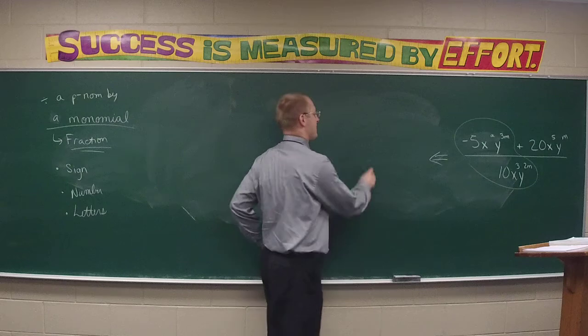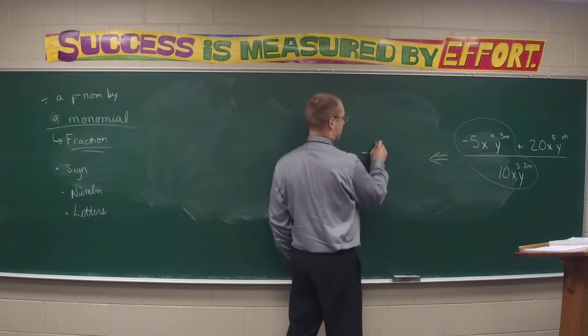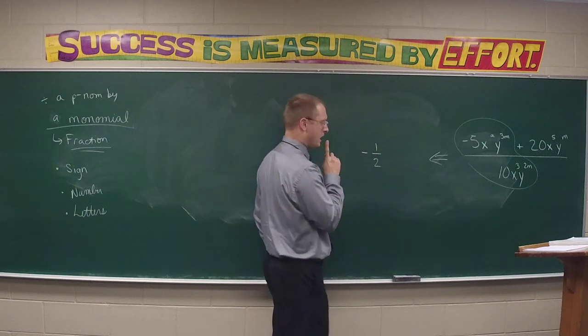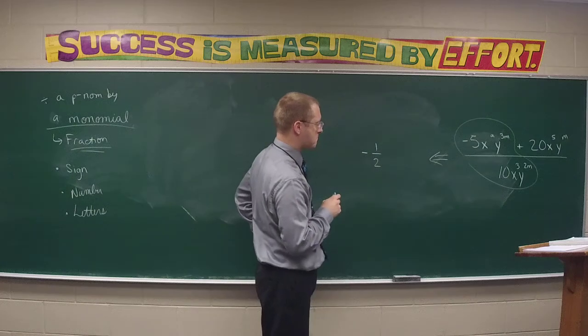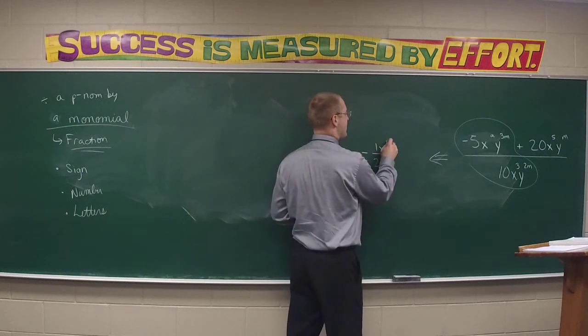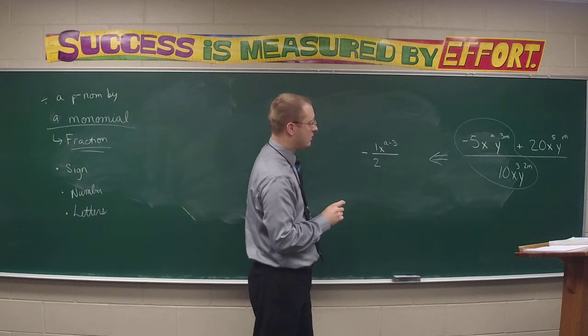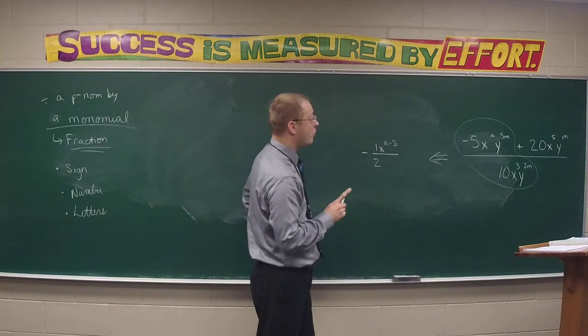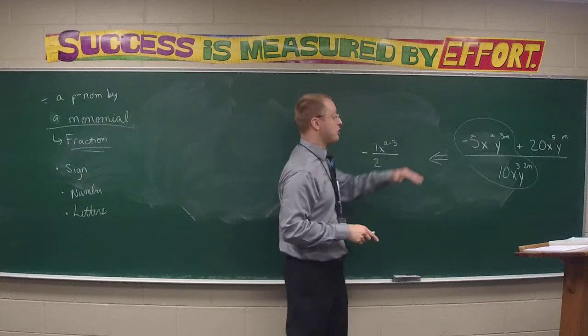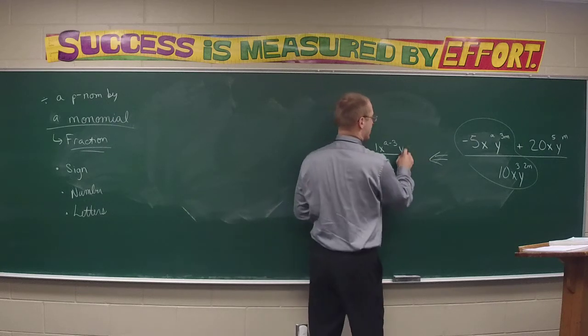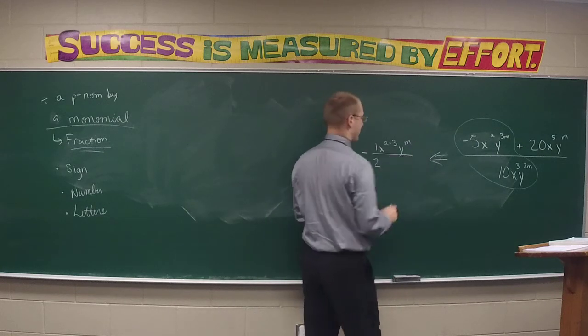Sign: negative. Number: 1 over 2. Letter: x to the a minus 3. And then y to the m at the top. Good. 3m minus 2m is 1m, so just y to the m in the numerator.